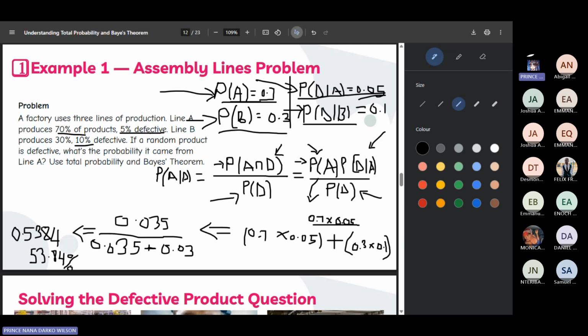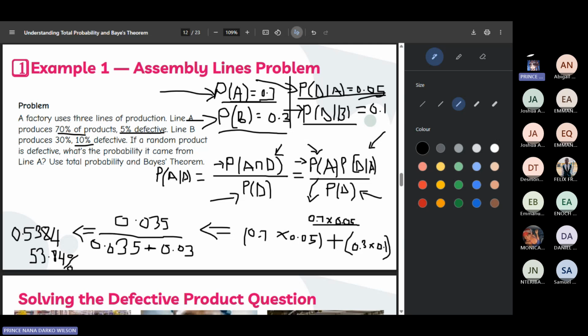So is that clearer now? All right. Since Mr. Joshua is clapping, I assume we are safe, so we can move on. All right. We thank God for that.